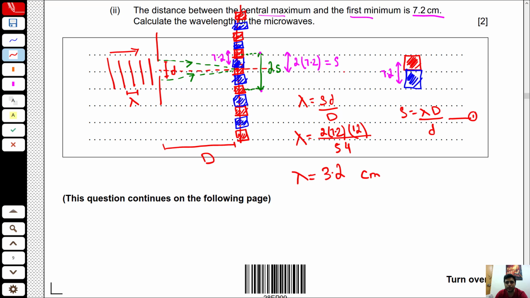Yeah, just be careful with this S. This S is twice 7.2. And this red and this red, this is the central maxima. This middle maxima is useless for us because it always stays there. It doesn't move at all.